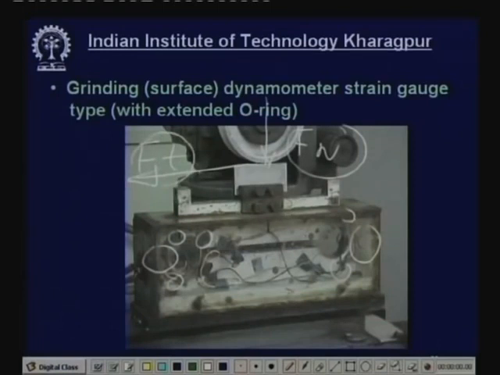This is cheap, low cost, and we can easily design and use it, but it is not very reliable and not very accurate. If you want very accurate measurement, study and research, then you have to go for a piezoelectric crystal type dynamometer. This is the piezoelectric crystal type dynamometer.